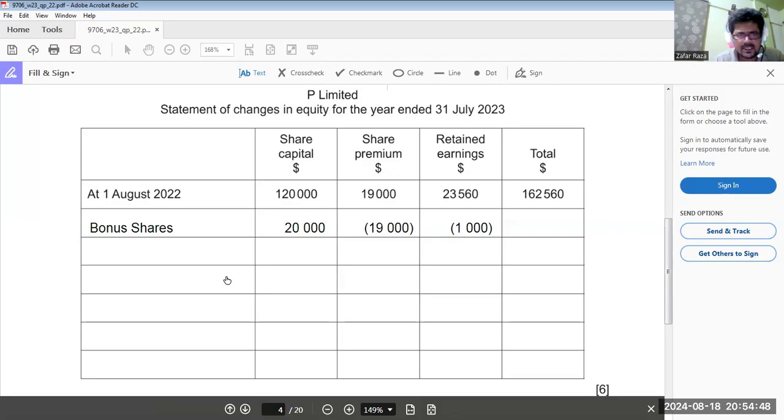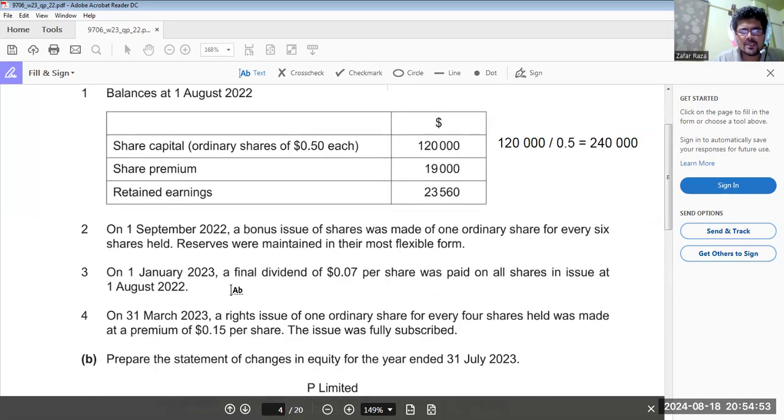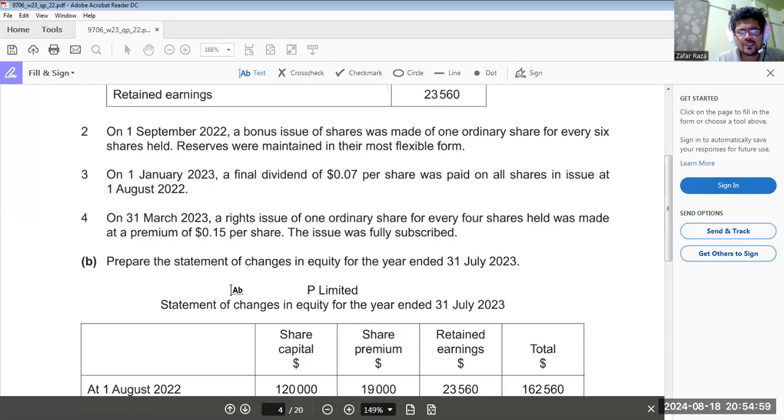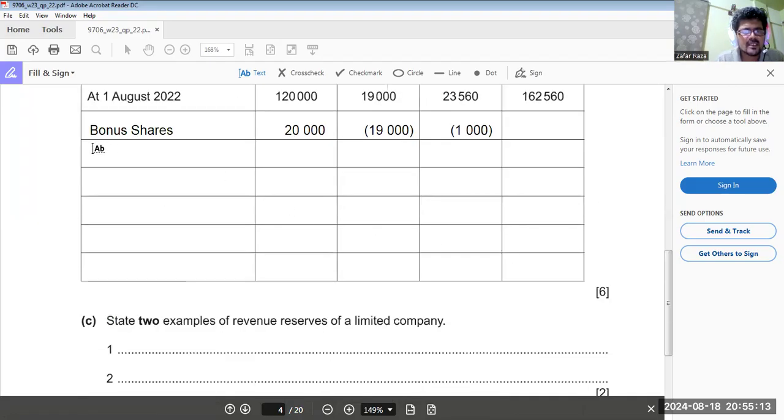So it is balanced. Now, next, on 1st January 2023, a final dividend of 0.07 per share was paid on all shares in issue at 1st August. At 1st August, we have 240,000 ordinary shares available. So 240,000 multiplied by 0.07 means 16,800 is our final dividend. So we'll write here dividend.